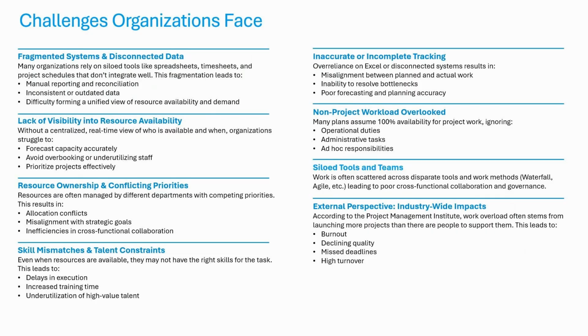There's also skills mismatches and talent constraints. We might not have the right resources in the right mix, and if we don't have visibility, how do we plan to make sure we have the right resources at hand when we need them? And then there's incorrect, inaccurate, or incomplete tracking, meaning if we don't have visibility into what's going on, how do we track where we're at on resource spend, on accomplishment for the resources spent, and those types of things?